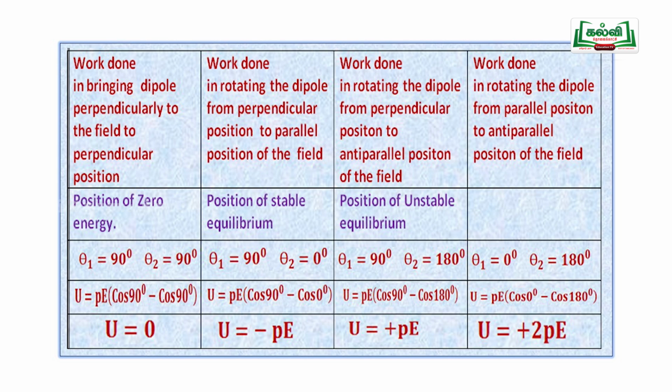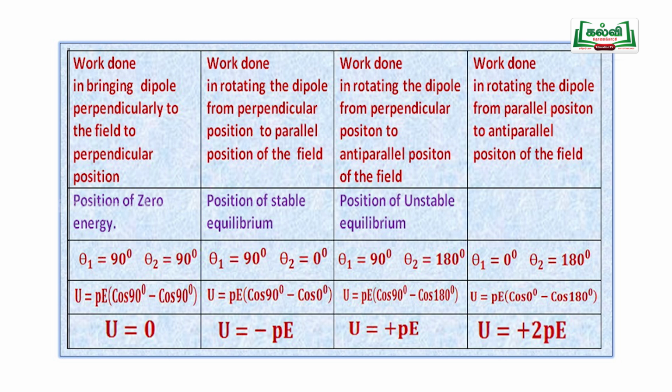Now we are going to find out what is the potential energy of this dipole at an angle theta. For this, I have to bring this dipole from infinity perpendicular to the field. Perpendicular to the field means here it is 90. So, U is equal to PE (cos 90 minus cos theta). You know very well cos 90 is 0. So, the formula for potential energy at an angle theta is U is equal to minus PE cos theta.